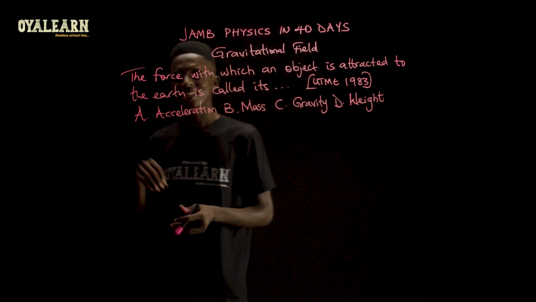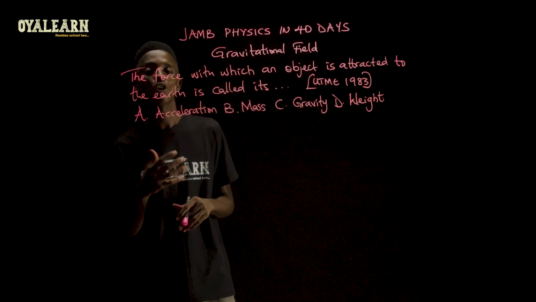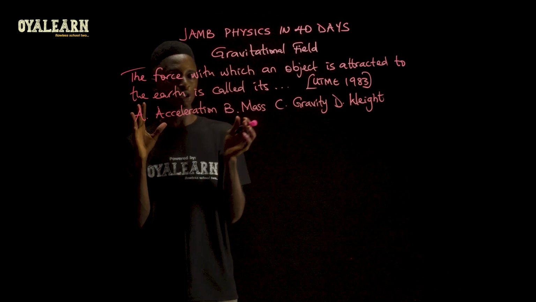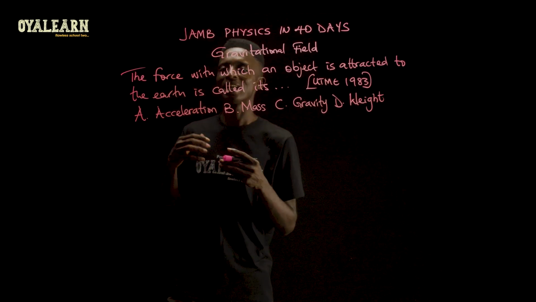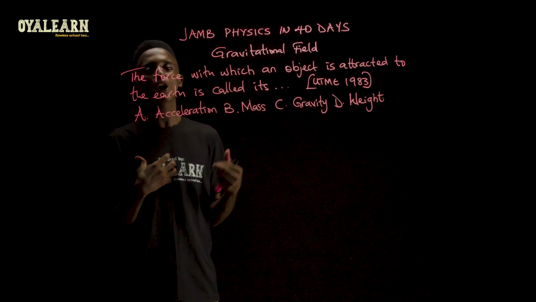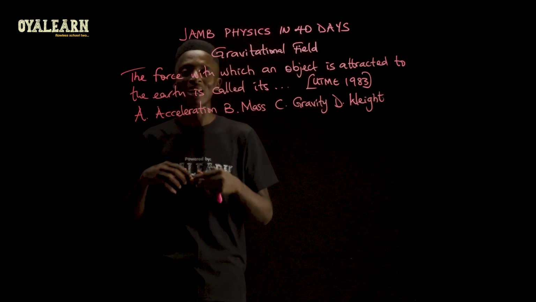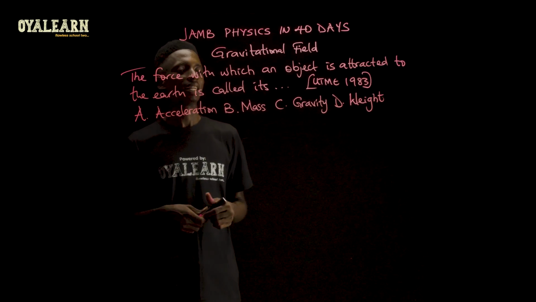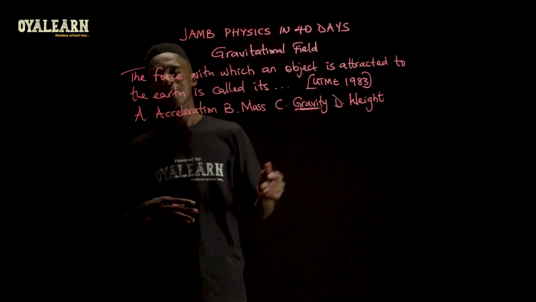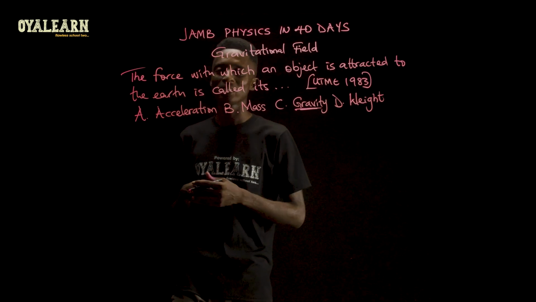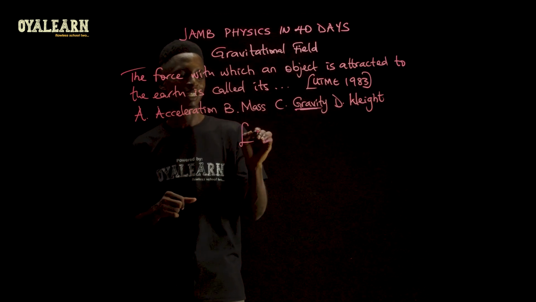This question says, the force with which an object is attracted to the earth is called its. Now, this does not only go for earth alone, it applies to every massive object. They always tend to pull other objects around them to themselves due to a force that is created by their gravitational field. And that force is called its force of gravity. So Earth has its own force of gravity, so does every other massive object that we have in the universe. But as far as this question goes, the correct option is C.